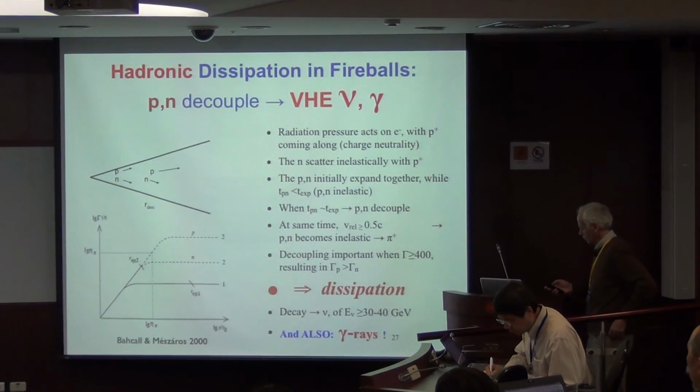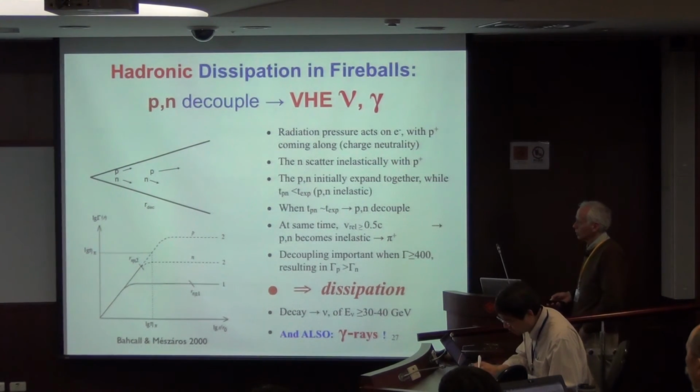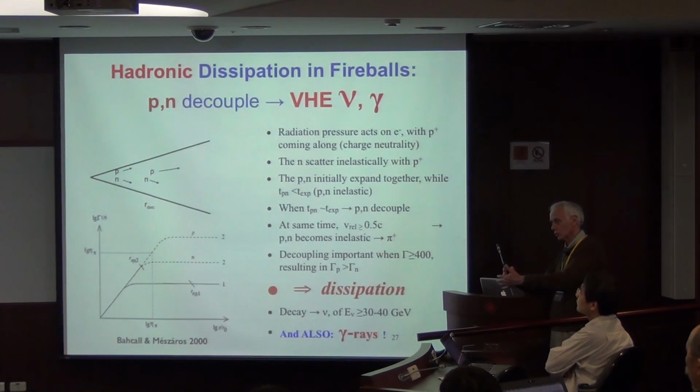Let me discuss the other way of having dissipation in a photosphere. So you have protons and neutrons in the outflow. And initially the protons and the neutrons are coupled by nuclear elastic collisions. Right? The radiation and the magnetic field push the protons because they are charged. The neutrons are neutral, they're not pushed by either magnetic field or radiation, but they're coupled elastically to the protons by just elastic nuclear collisions.